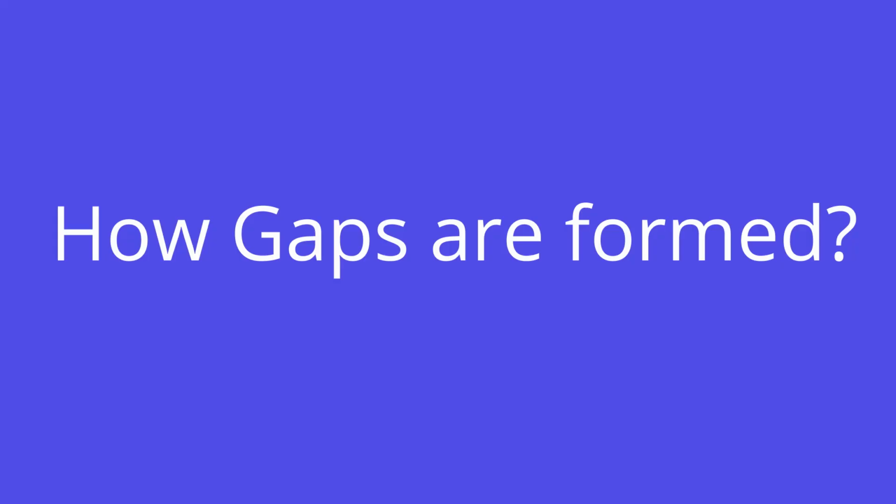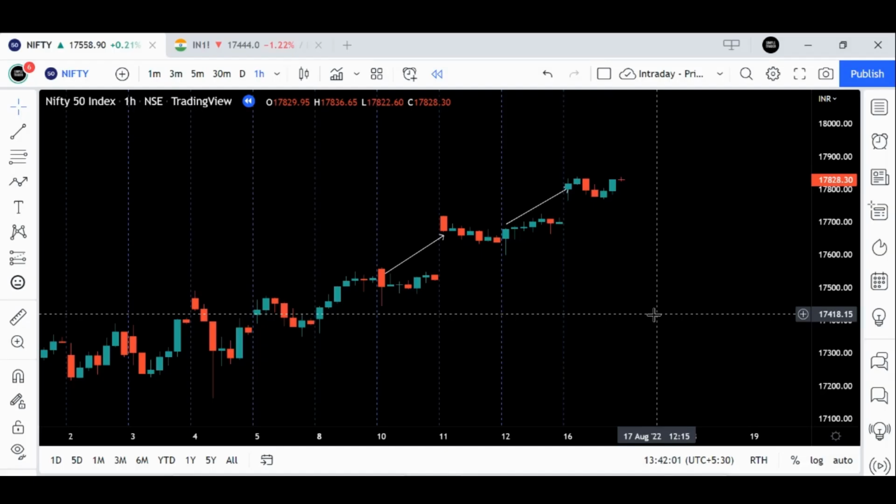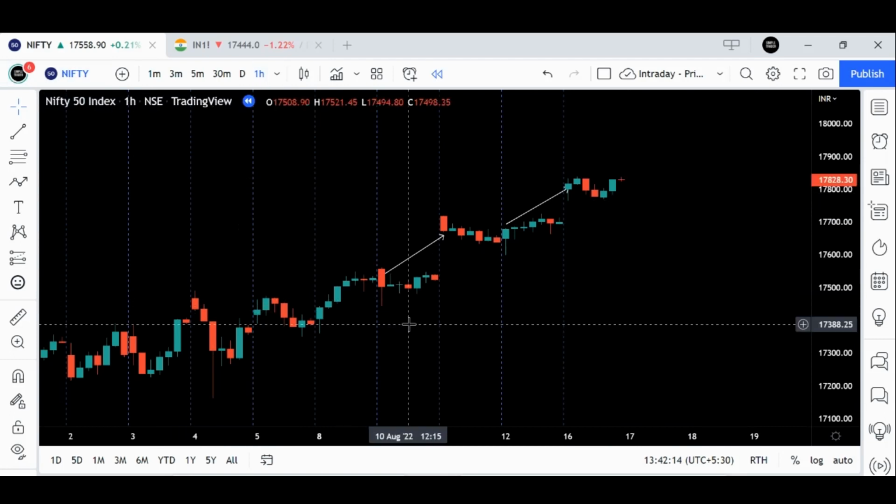Let us understand why these gaps are forming in the chart. There could be some logical reason for the gaps to form in the chart. So what is that logical reason? Let's go and see. Now I came to a 1 hour time frame on the same Nifty chart. Let us take a couple of days as an example, and I'll show you how the gaps are forming in the chart.